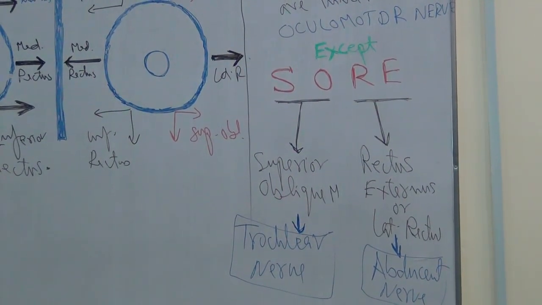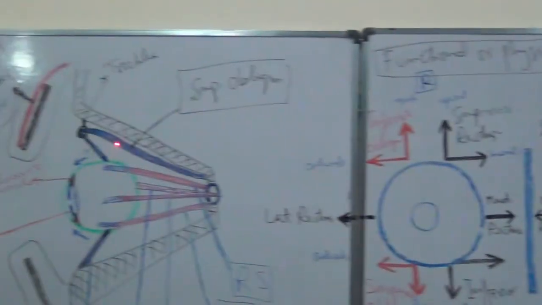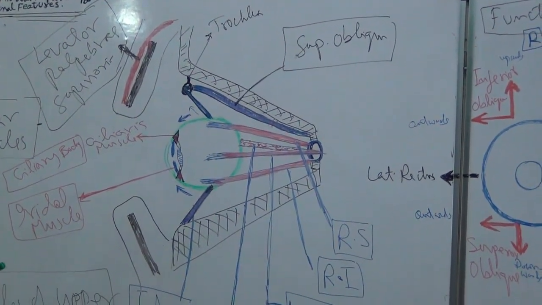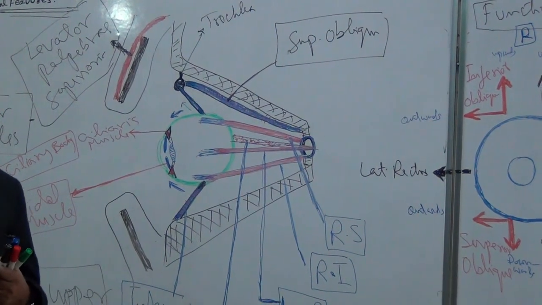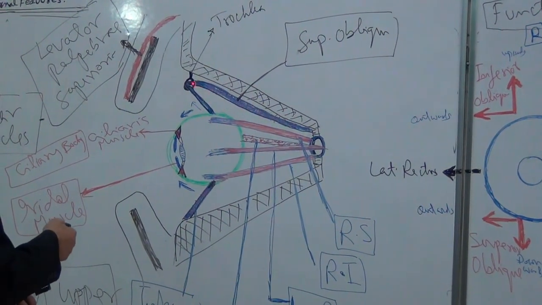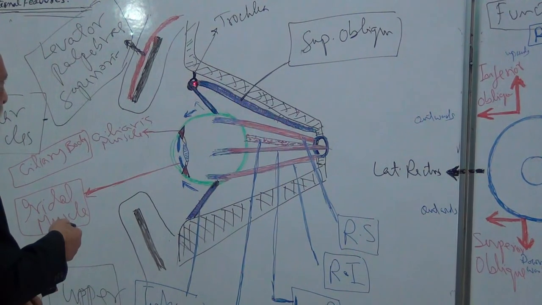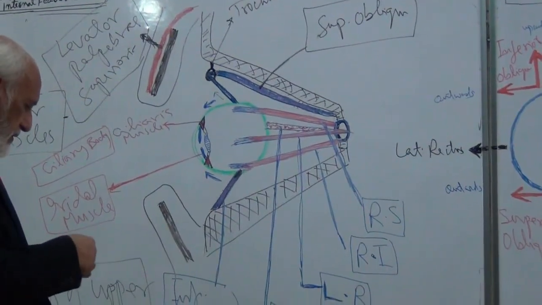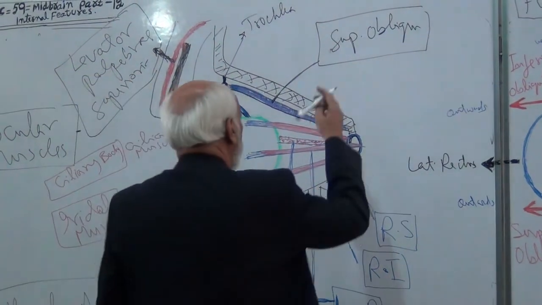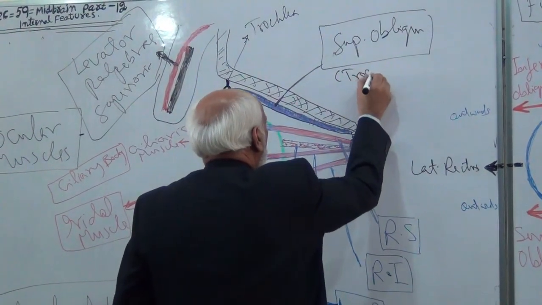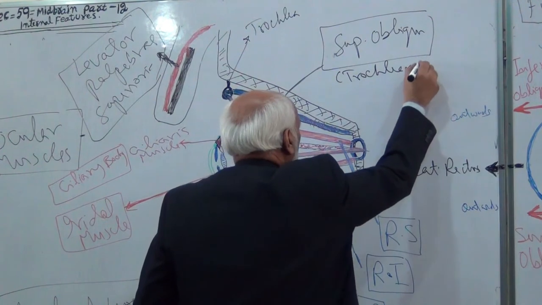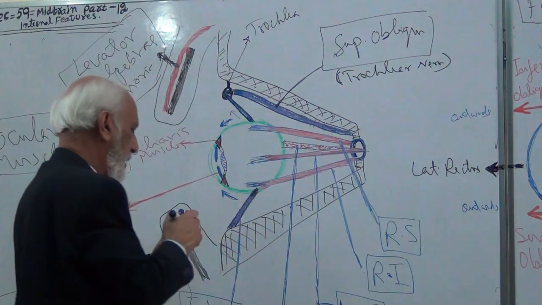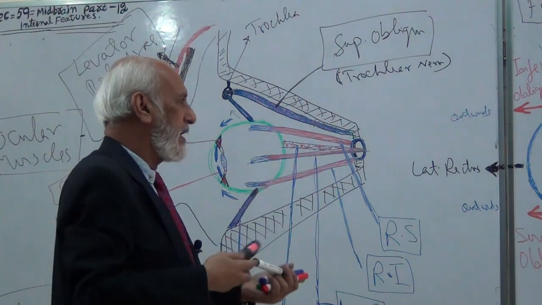Superior oblique is innervated by the trochlear nerve. Why? Because its tendon passes through the trochlea. So it is easy to remember: the muscle whose tendon passes through the trochlea is innervated by the trochlear nerve. Which muscle? Superior oblique. Trochlear nerve.